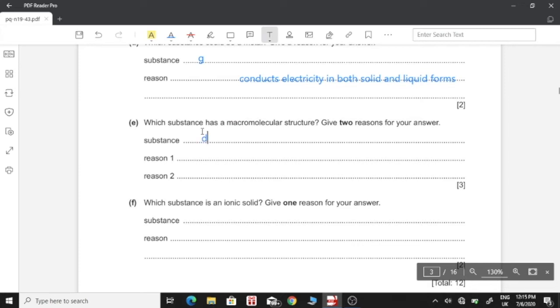Reason 1 is that it is a non-conductor, and reason 2 is that it has high melting and boiling points.